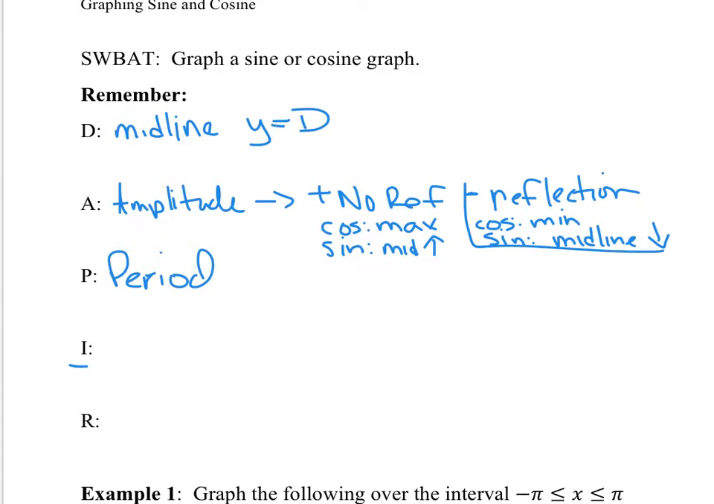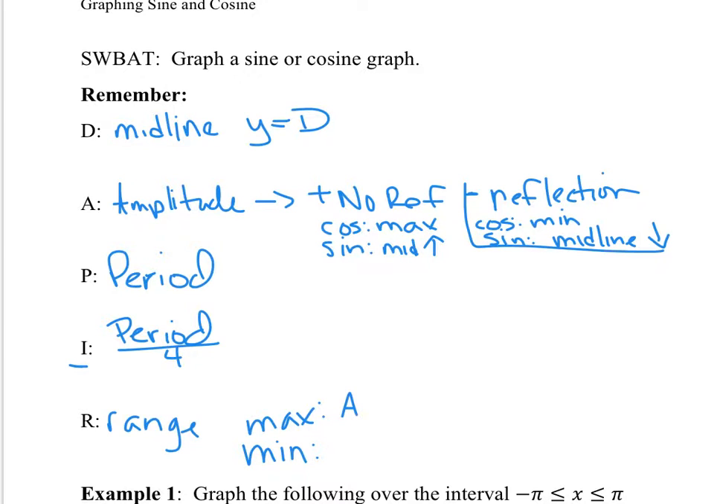Now, I call this the interval, you can call it whatever you want. It's simply your period divided by 4. And that gives us the 5 points that we need to create a graph. And then R is the range. I like to figure out what my max is and my min, because that's what the range is, right? So remember, the max is just your positive amplitude plus the midline, and min is your negative amplitude plus the midline.